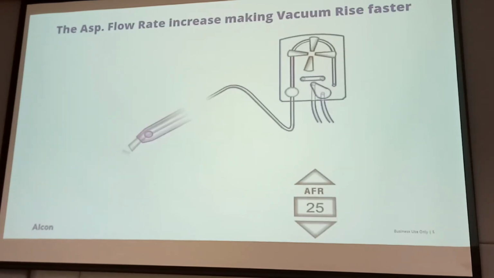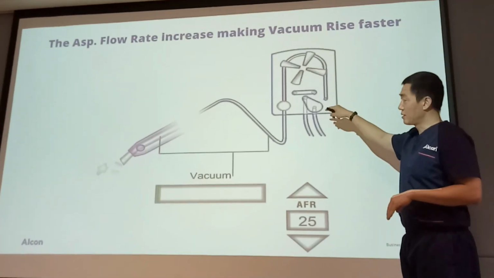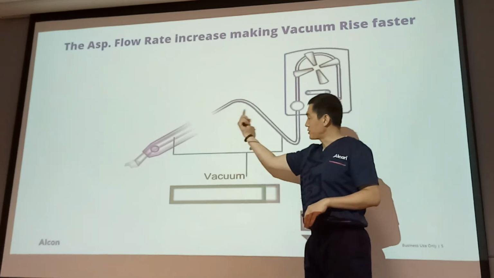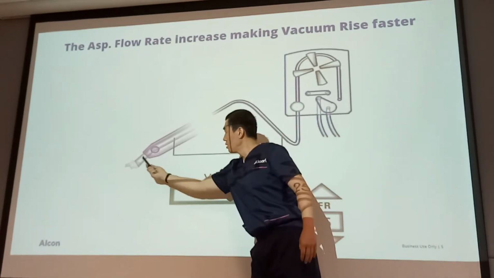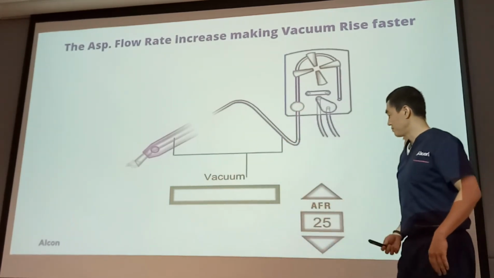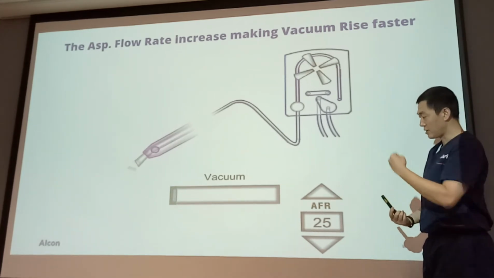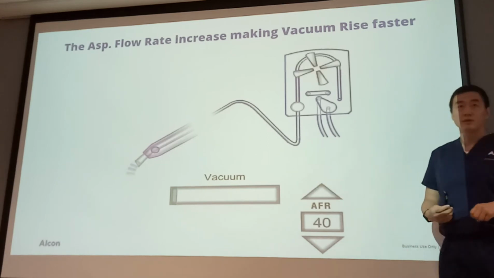So let's see the peristaltic pump design. If the roller rotates, the aspiration comes, the nucleus occludes here, and vacuum sets up. If we want the nucleus to come faster, we just increase the aspiration.